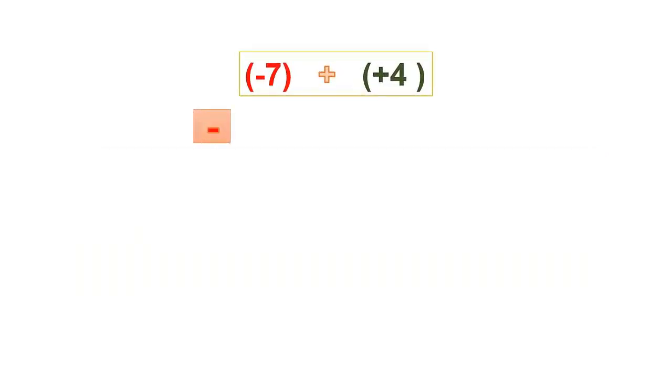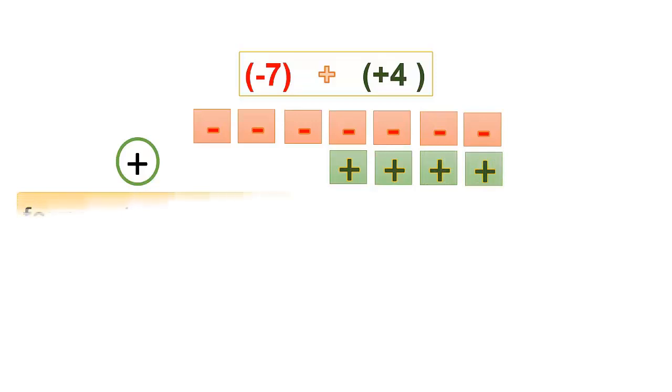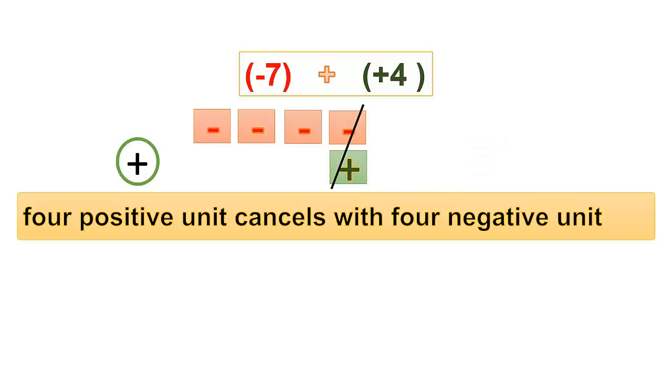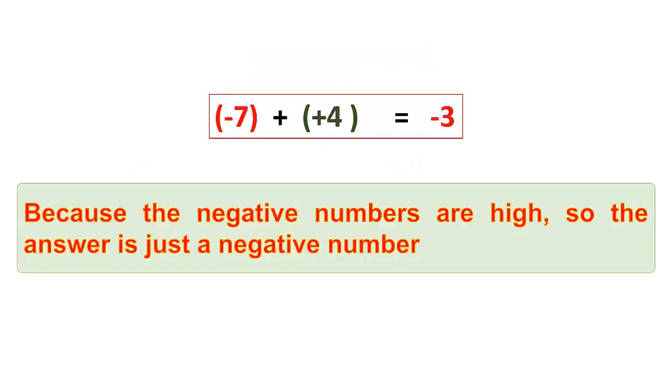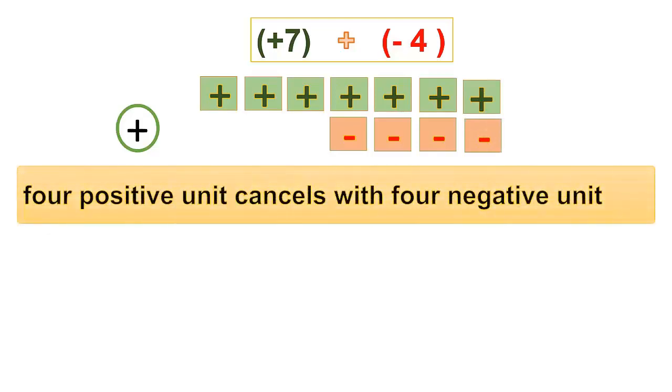Now we place 7 negative symbols and 4 positive symbols. When we add 7 units of negatives with 4 units of positives, we get total 3 units of negatives. Because the negative numbers are high, the answer is a negative number. 4 positive units cancel with 4 negative units. So, when we add 7 units of positives with 4 units of negatives, we get total 3 units of positives.